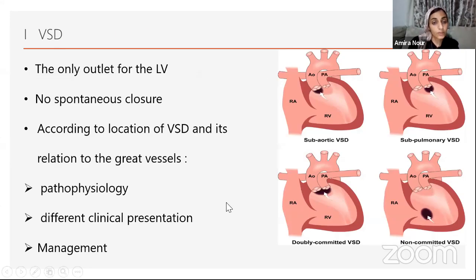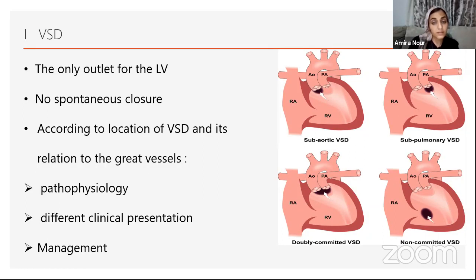The first component, as I said, is the VSD. We should know that it is the only outlet for the left ventricle, and despite this, the VSD never closes spontaneously. According to the location of the VSD and its relation to the great vessels, we will have different pathophysiology, consequently different clinical presentation and different managements for patients with double outlet right ventricle.